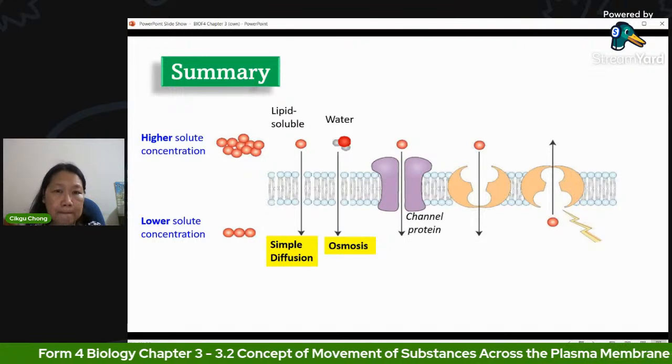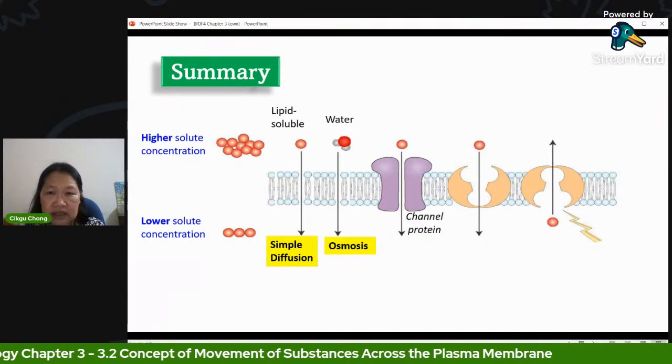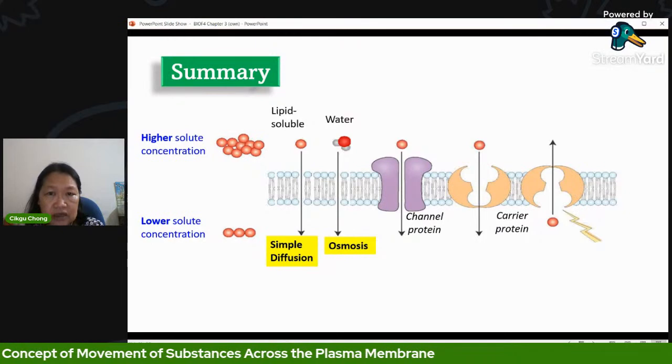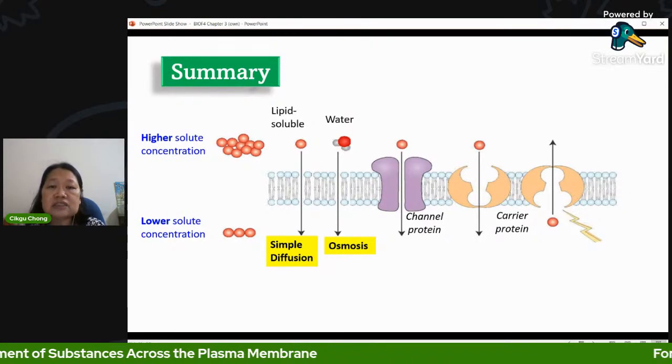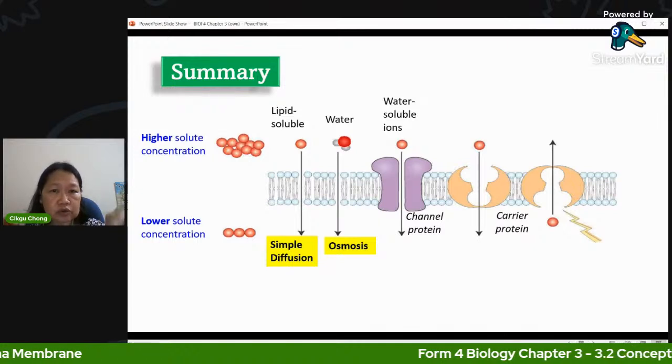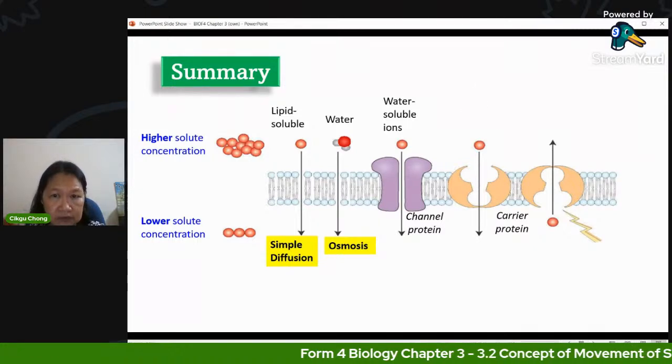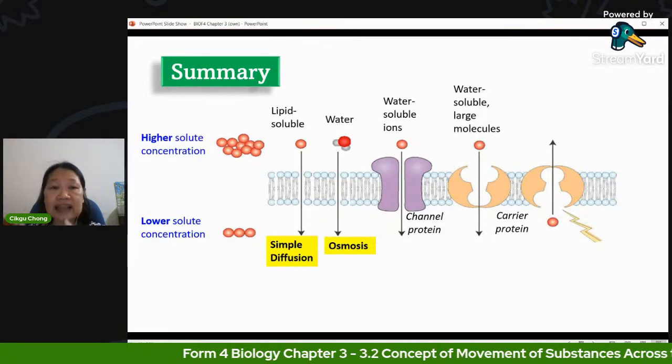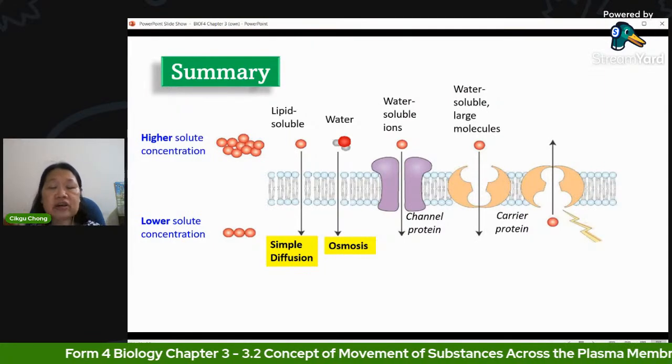Next, this is the channel protein, and these are the carrier proteins. If you need to use these, that is considered facilitated diffusion. Water-soluble ions will go through the channel protein, and water-soluble larger molecules will go through the carrier protein.